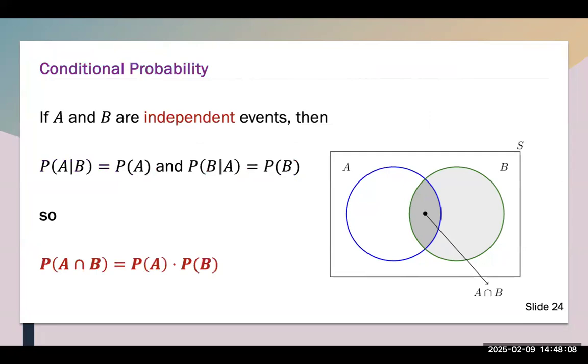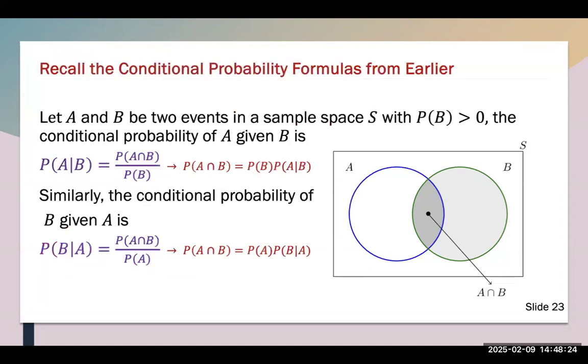Now, if you have independent events, the probability of A and B is the probability of A times the probability of B. But if they're not independent, the probability of A and B is the probability of A times the probability of B, given that A occurred. So let me go back.